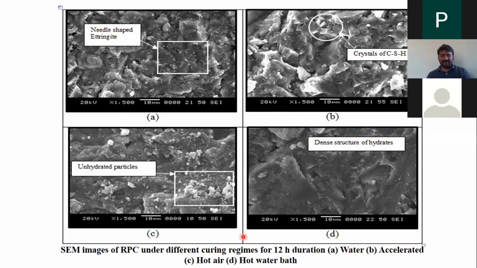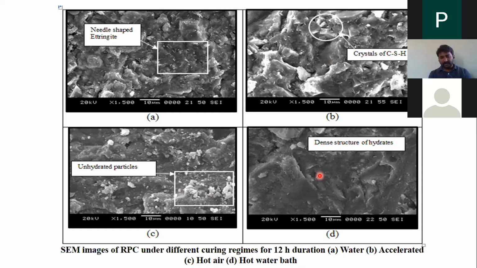B is accelerated curing. Some crystal CSH we can observe, and C is for hot air curing. Unhydrated particles we can observe, and for D, hot water bath curing, a dense microstructure is available. As you can see, compared to water, accelerated curing and hot air curing, the hot water bath curing is giving me a dense microstructure.